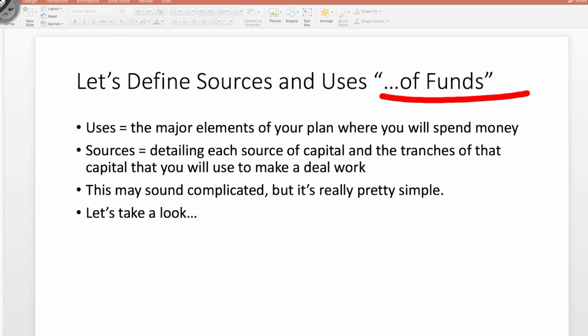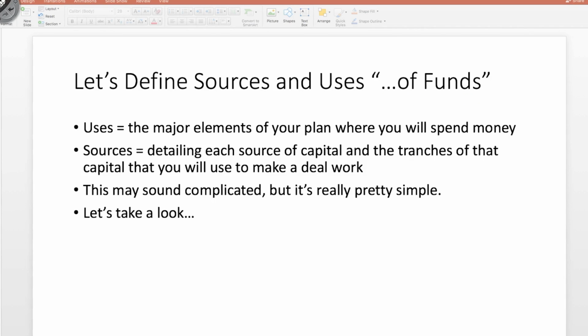We're going to use that same example to illustrate how the sources and uses table should be constructed and what kind of useful insights we can communicate or interpret when we share a good sources and uses table. Let's take a look at one.